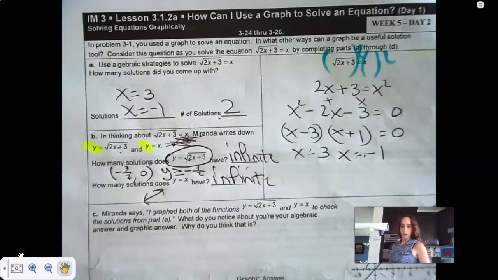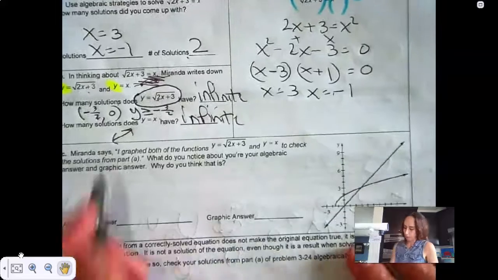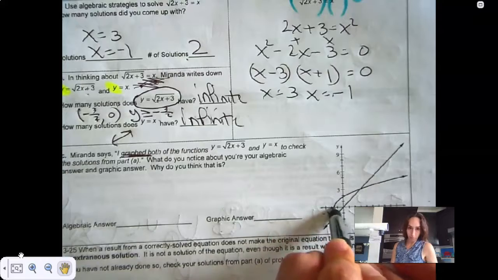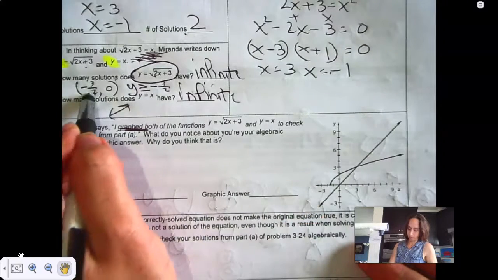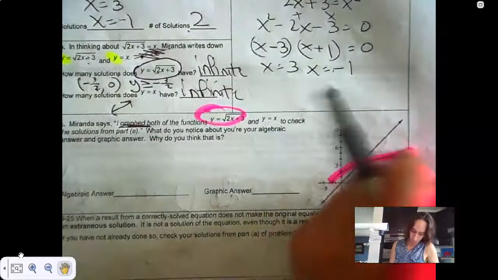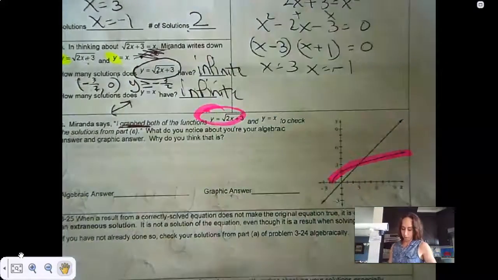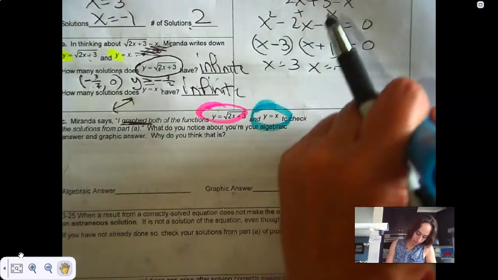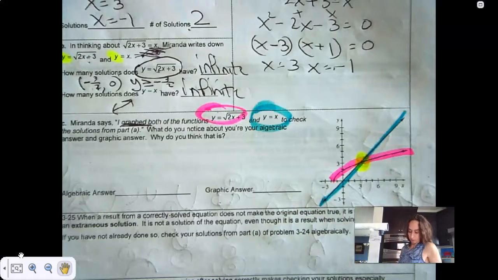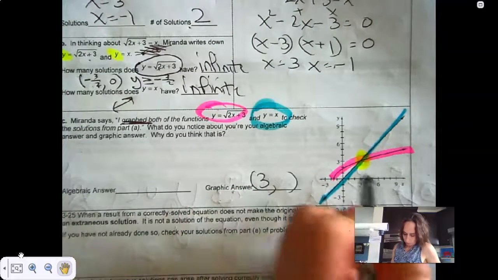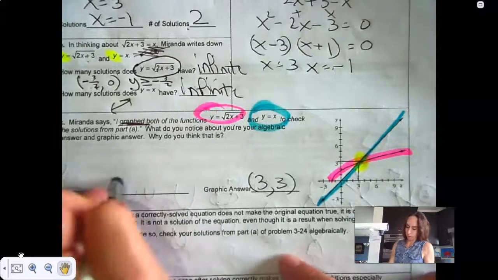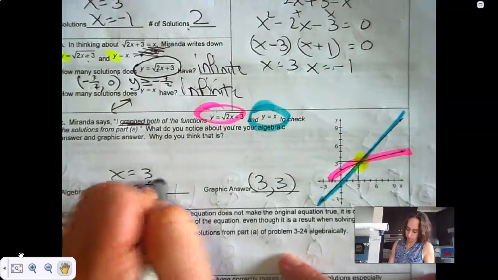Okay. Now they're coming down here and they're saying, okay, so she graphed them both. But when she graphed them, she noticed this. Look at this. See how it's negative 3/2, which is negative 1.5, if you're curious about that. If I circle this, that represents the first one, which is a radical function. And if I circle this, it represents the line. But how many times do they cross? They only cross once. They cross at 3, it looks like. But in algebra, it looks like we got x equals 3 and x equals negative 1.